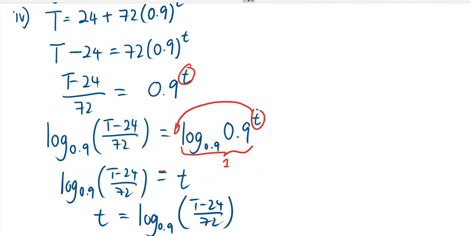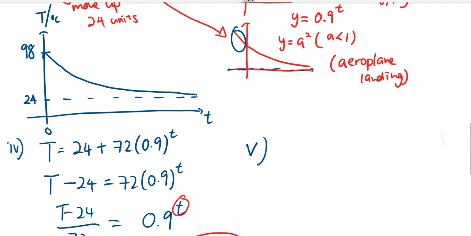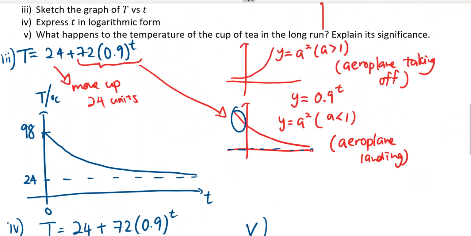over 72. Alright, and for part 5, it's a very common question which students also leave blank. What happens to the temperature of the cup of tea in the long run? Now, in the long run is one way of putting it. Sometimes the question may ask, as t becomes large, or in the long run, and explain its significance.